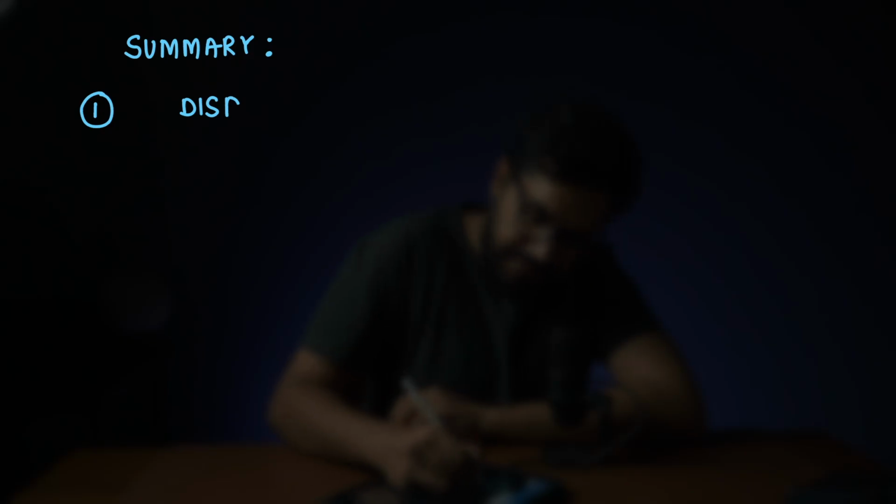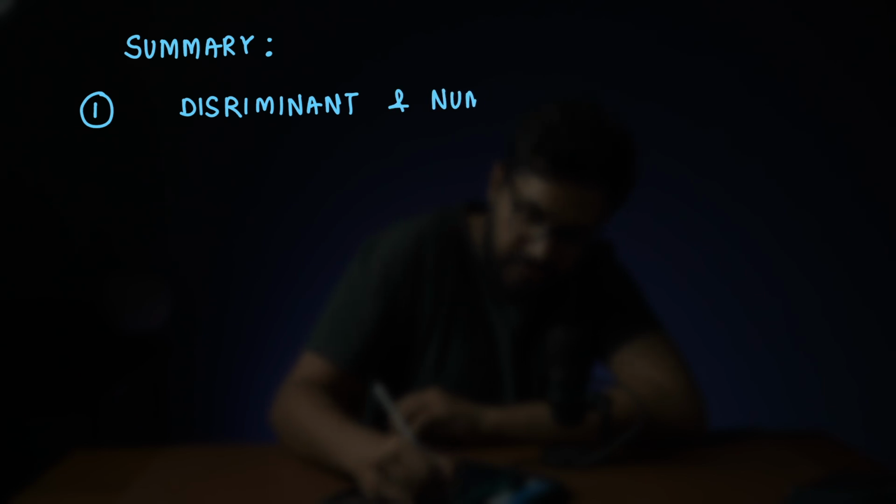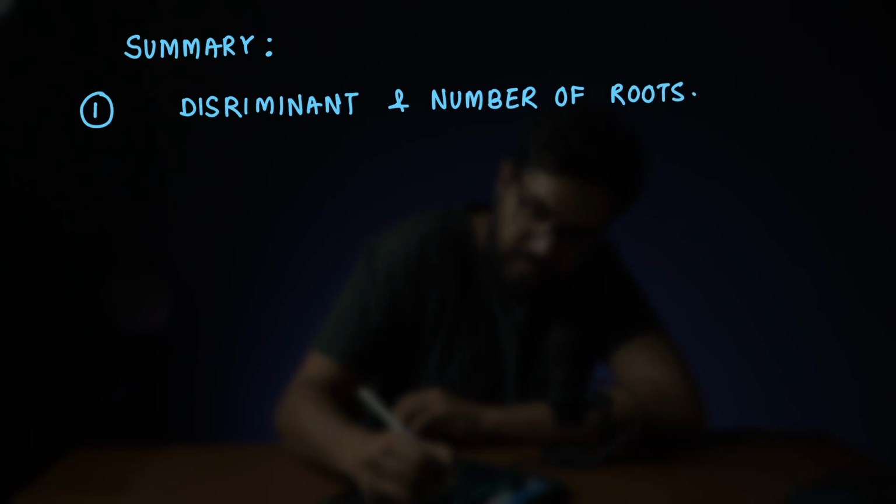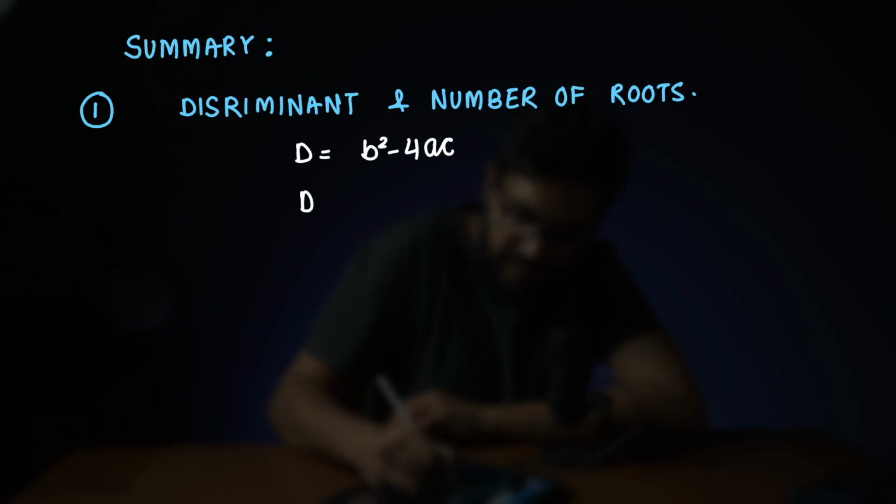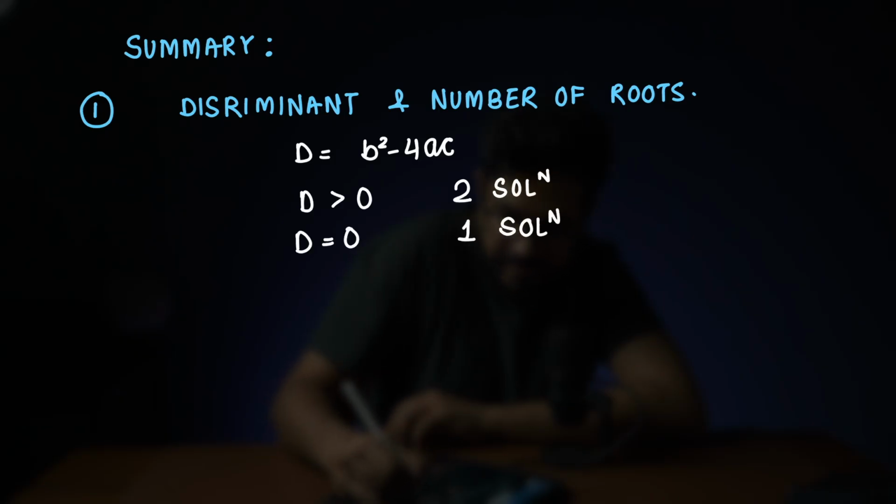So here is the summary of all the things that we learned in this video. So first of all, we discussed the use of the discriminant and the number of roots. The discriminant is b² − 4ac. If D is positive, we have 2 roots, 2 solutions. If D is equal to 0, we have 1 solution. And if D is negative, we have no solution.